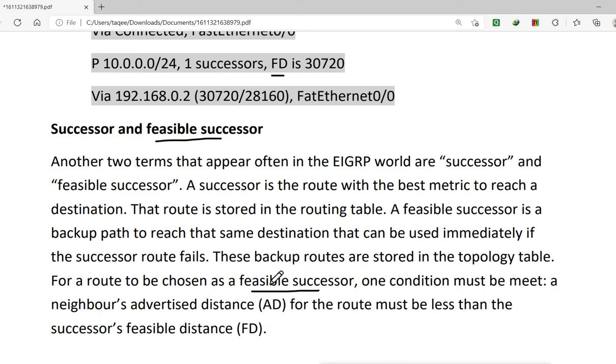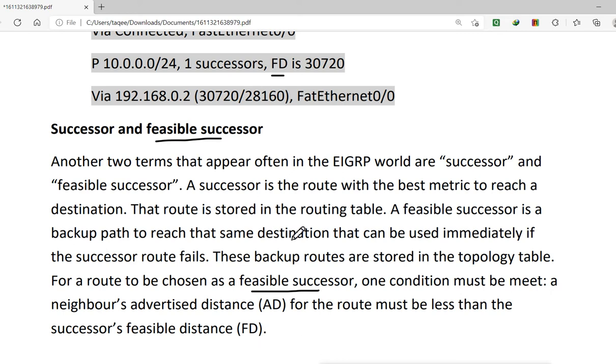So if our successor path goes down, what does EIGRP do very quickly? It takes the feasible successor from the topology table, puts it into the routing table as a successor, and then it will reduce the convergence time, and the network will be available again. So it is successor and feasible successor.